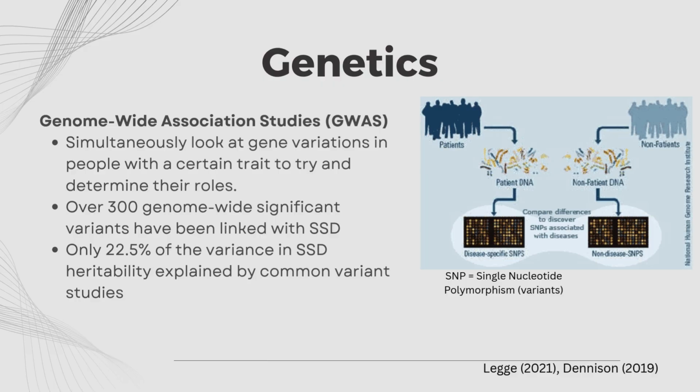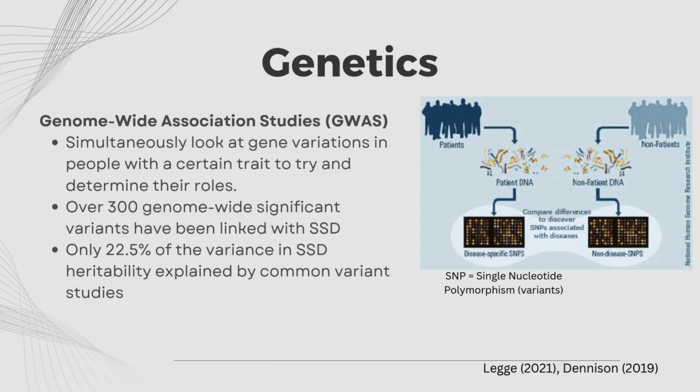Another factor is known as genome-wide association studies. This isn't covered in the textbook, but they basically look at gene variations at the same time in people with a certain trait to try and determine the roles of those genes in the expression of that trait. As for schizophrenia, over 300 of these variants have been linked with schizophrenia, but that only explains about 22.5% of the variance in the heritability. So it doesn't explain that much, but it's a good starting point.